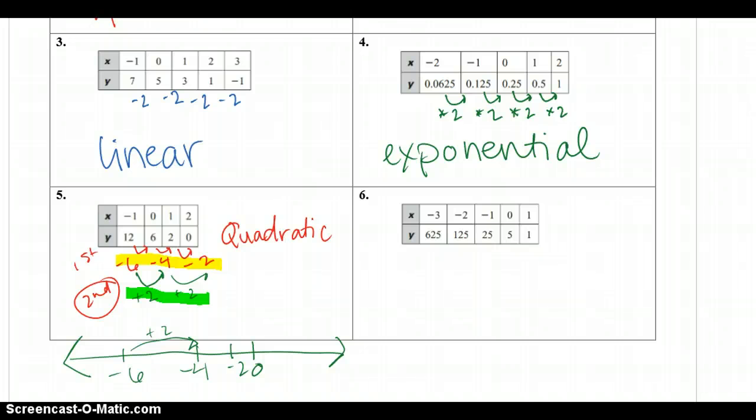Do you guys agree that you could divide by 5 each time? From 625 to 125, we divide by 5. So we could divide by 5 each time. But do we like writing it as division here? No, we want to write it as multiplication. So how could we write dividing by 5 as a multiplication? Times what? What's another way to write dividing by 5? 0.05.